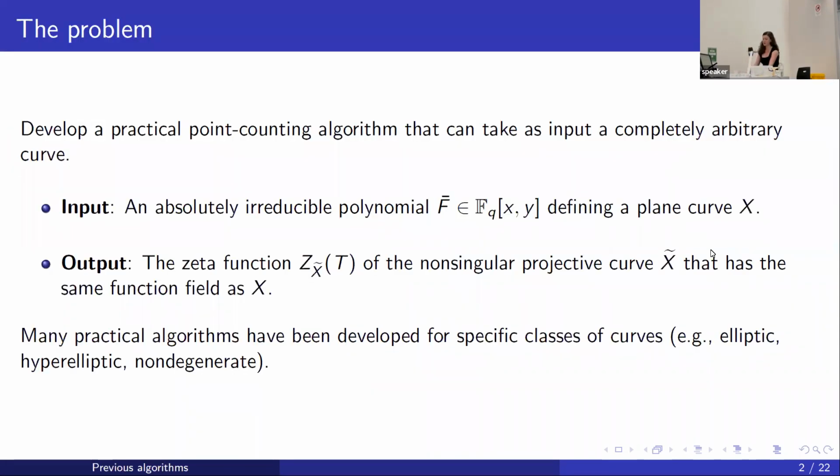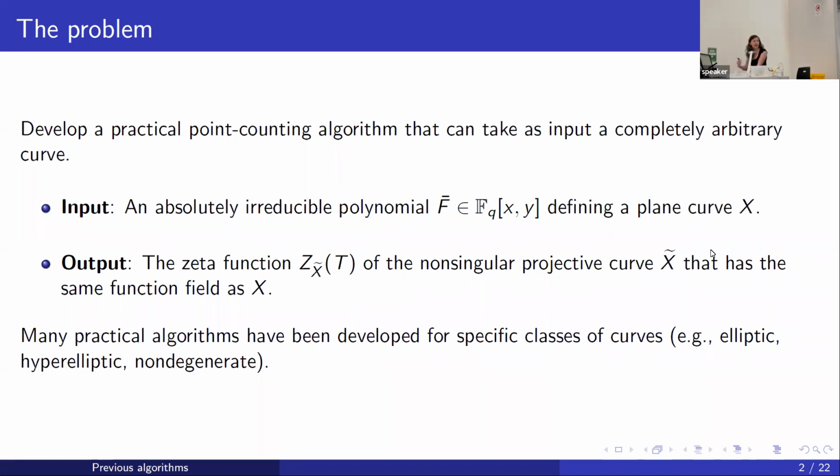The goal of the paper was a practical algorithm that could take a completely arbitrary curve as input and compute the zeta function. Specifically, we wanted an algorithm that takes as input an absolutely irreducible bivariate polynomial defining a plane curve over a finite field, and outputs the zeta function of the unique non-singular projective curve that is birational to that plane curve.